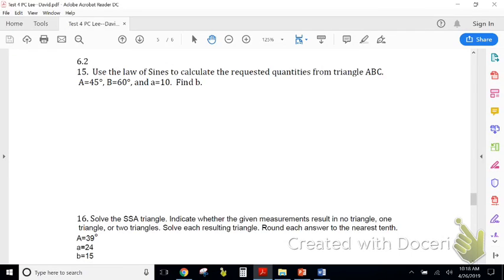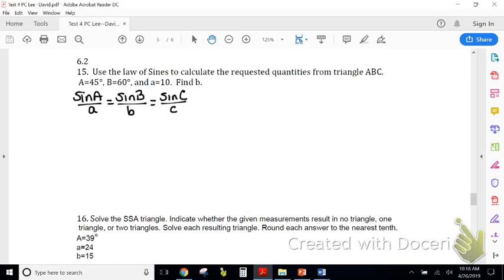All right, 6.2 says use the law of sines to calculate the requested quantities from triangle ABC. Angle A is 45 degrees, angle B is 60 degrees, and side A is 10. Find side B. Well, remember, with the law of sines, that's where we use sine of A over side A will equal sine of angle B over side B, which is also equal to sine of angle C over side C, right? And so you can set any of those two or three fractions equal to each other.